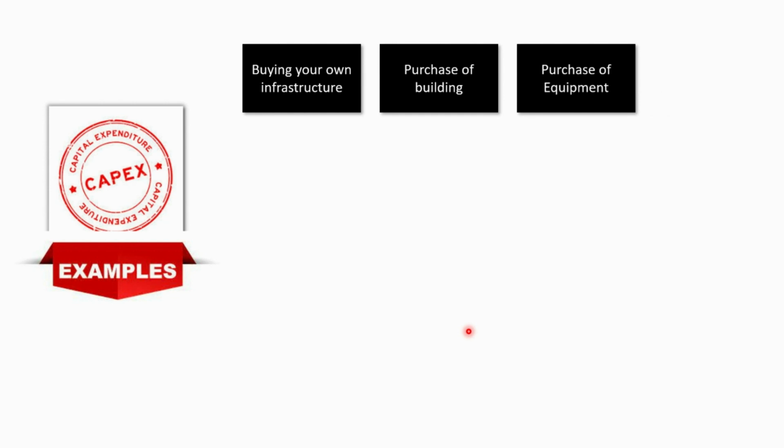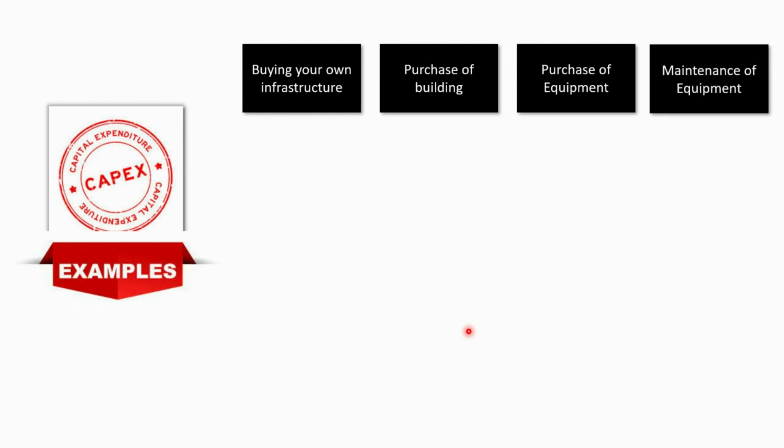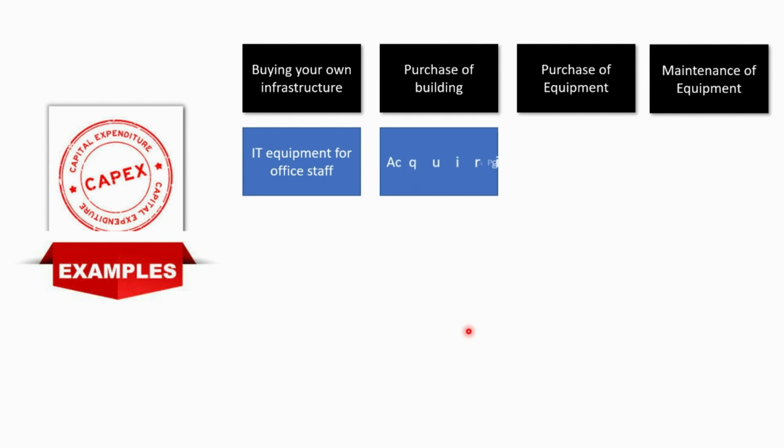Purchasing of an equipment or a server comes under CapEx. If you are going to have an equipment and continue to maintain that equipment for a lifelong period, the maintenance charges come under CapEx. If you are going to acquire an IT equipment for your office staff, be it a printer or scanner, that is an example of CapEx. It's all going to be a one-time investment, and so the expenses are all categorized under CapEx.